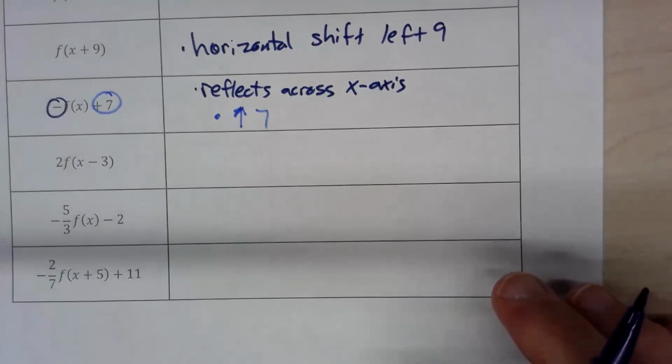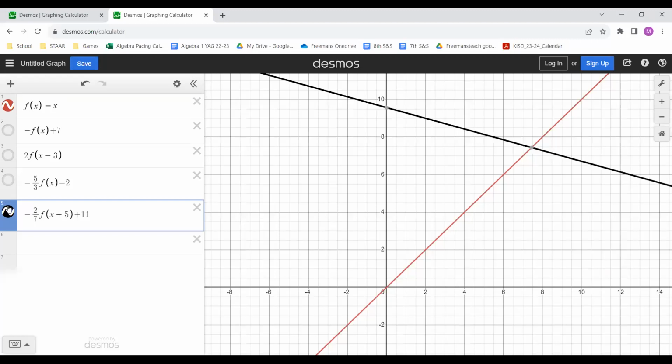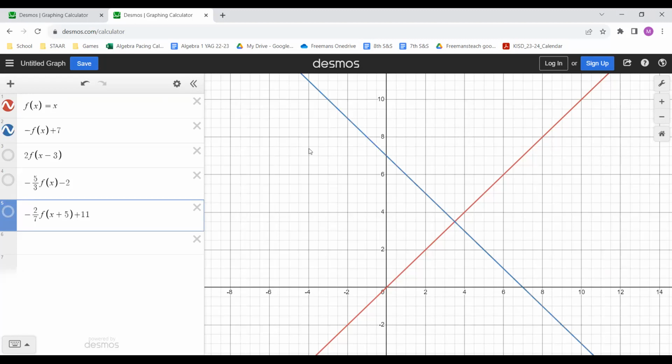Let's see if we can flip back to our Desmos. All right. So here's my basic one. f of x equals x. So negative f of x plus 7. The negative means that it's going down. And my line got shifted up 7. So instead of going through my y-axis at 0, it goes through right here at 7. And my slope's still -1. But since it's negative, it's going down. And instead of going through the origin, it got shifted up 7. All right, back to our notes.